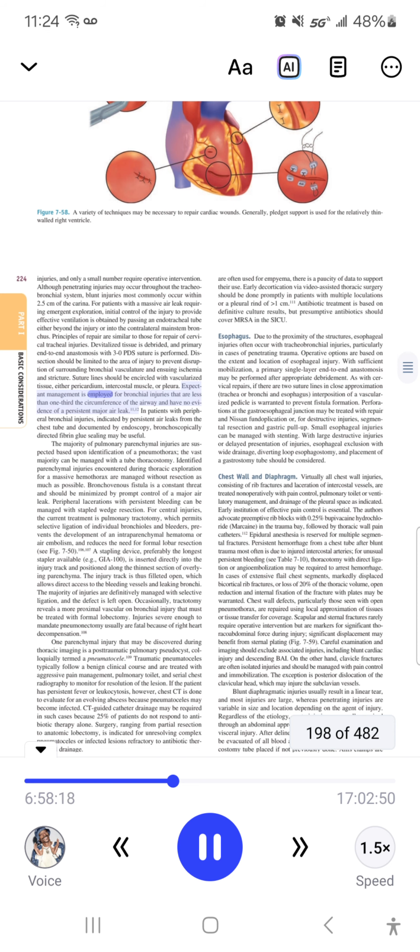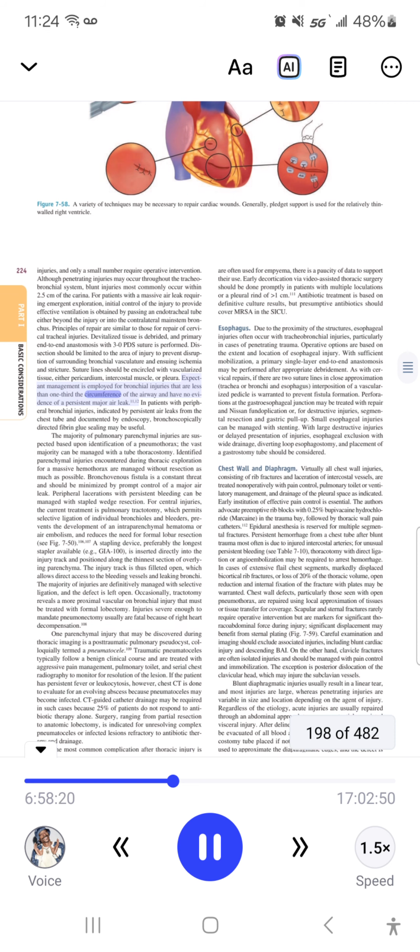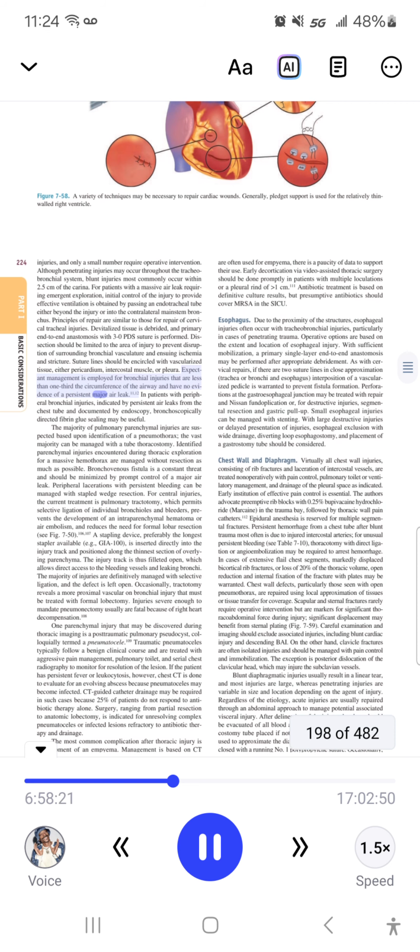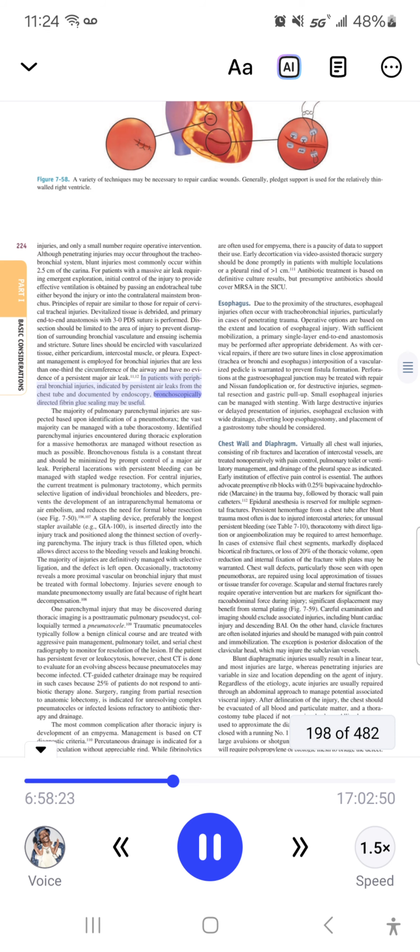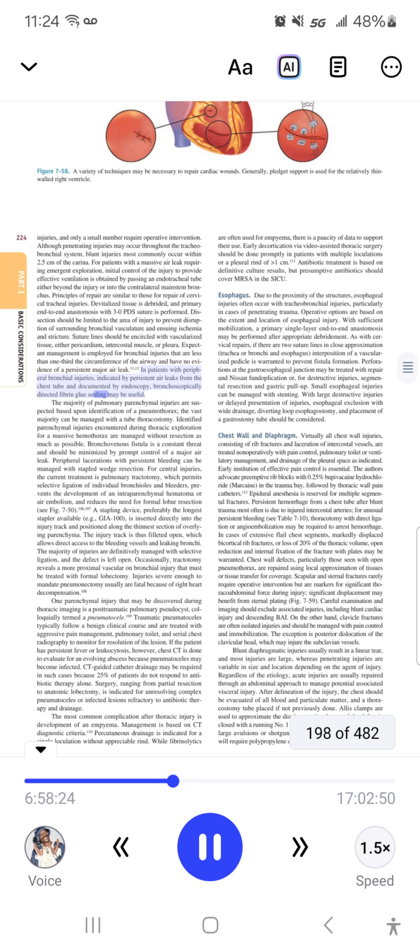Expectant management is employed for bronchial injuries that are less than 1/3 the circumference of the airway and have no evidence of a persistent major air leak. In patients with peripheral bronchial injuries, indicated by persistent air leaks from the chest tube and documented by endoscopy, bronchoscopically directed fibrin glue sealing may be useful.